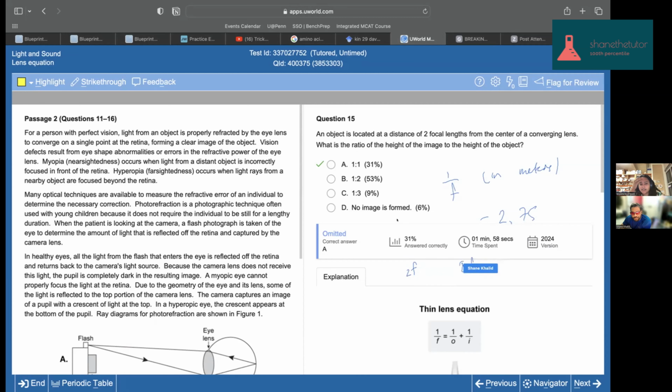right? And that would be a same size image because the ratio of the height of the image to the height of the object would be the same. So I really have to memorize that table? Yeah.